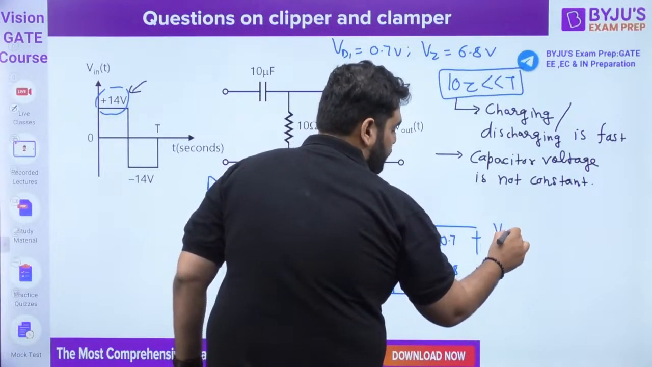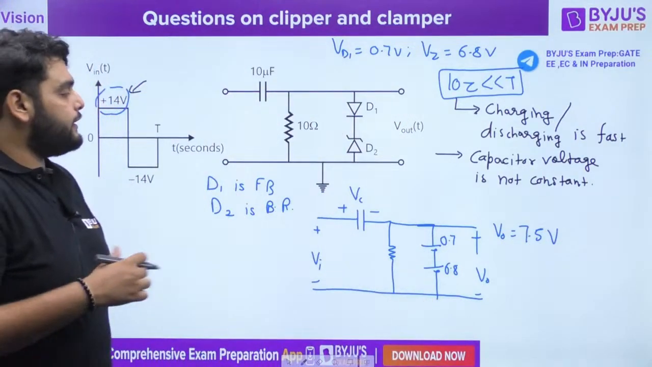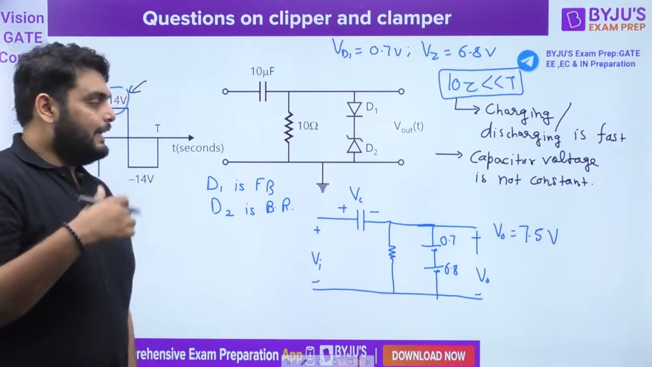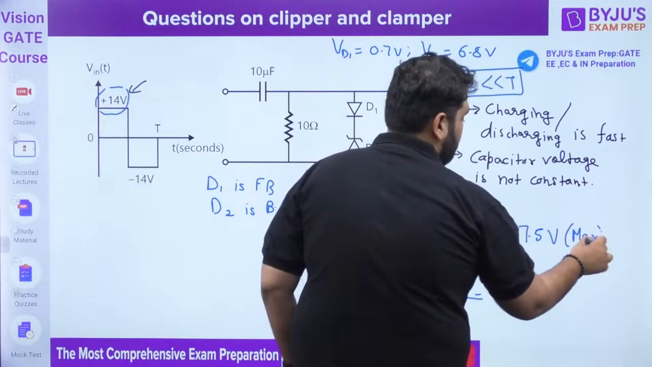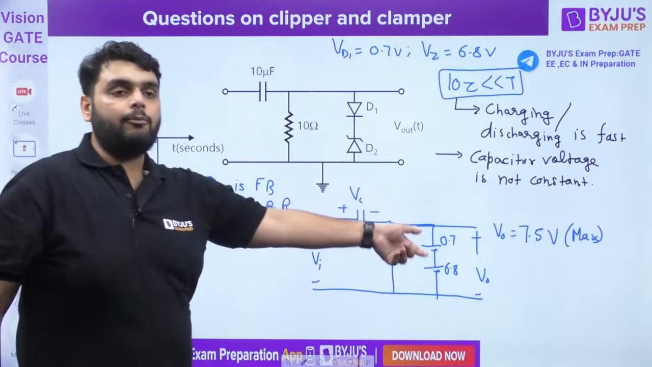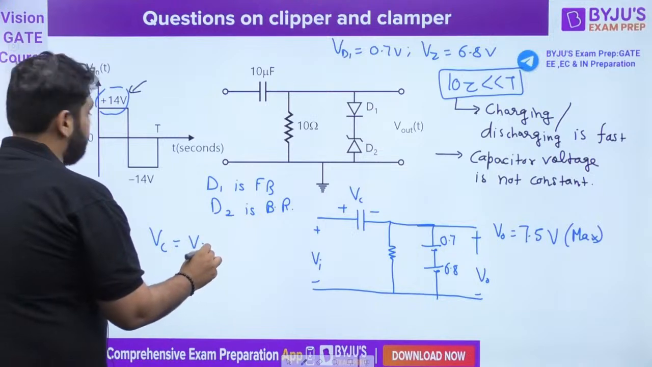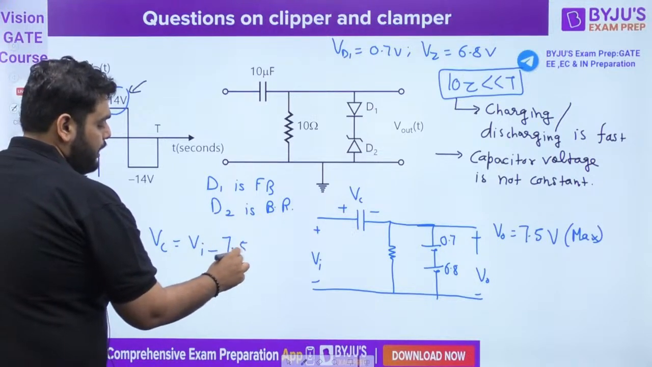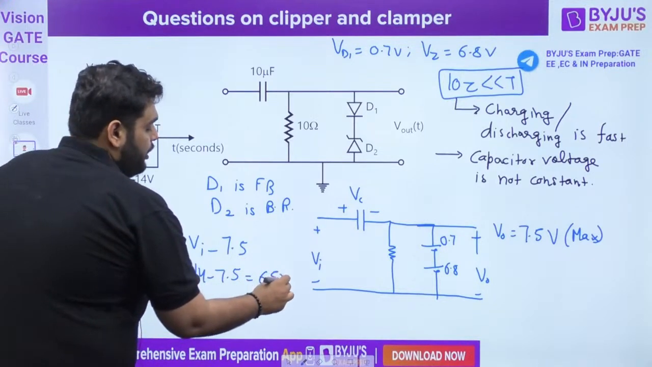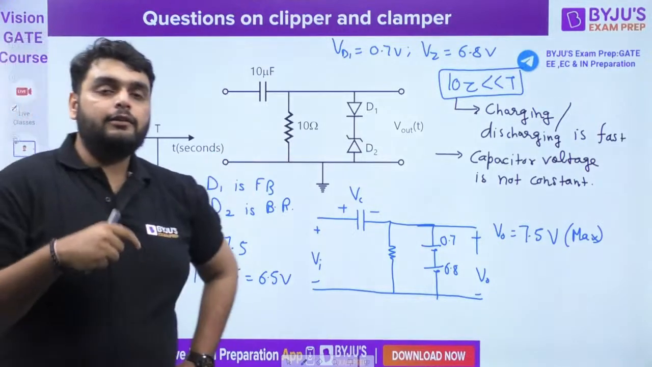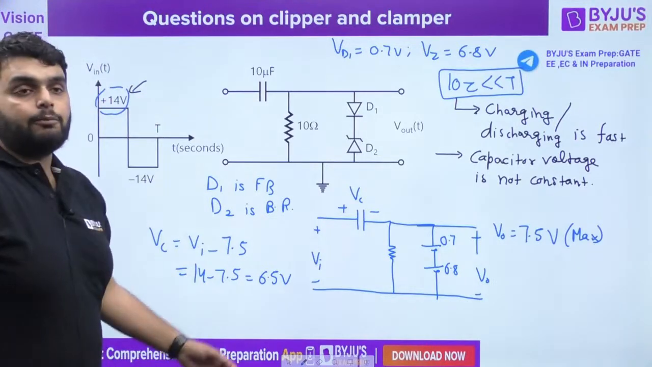So here you can see the output voltage is fixed at 7.5 volt. That is the maximum voltage we have, because you cannot get a voltage more than this. Once it is fixed at 7.5 volt, the capacitor voltage can also be found. Capacitor voltage is equal to input minus 7.5, so it is 14 minus 7.5, which is 6.5. So in a positive half cycle, the capacitor will be charged up to 6.5 volt.